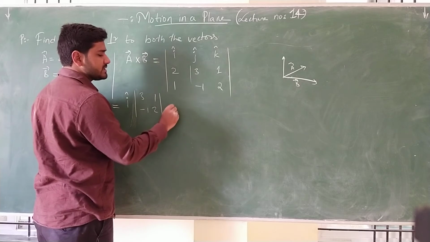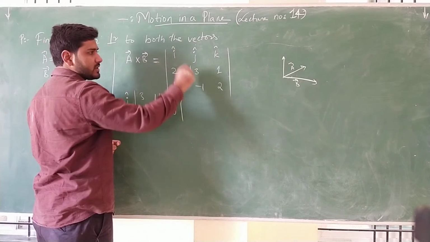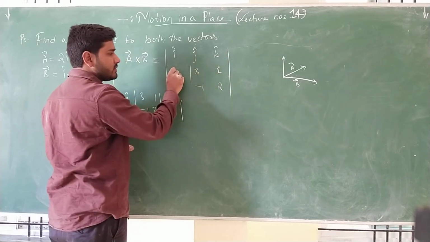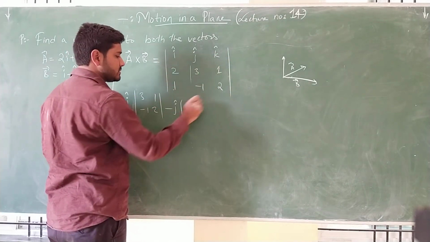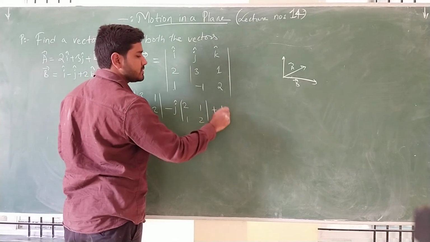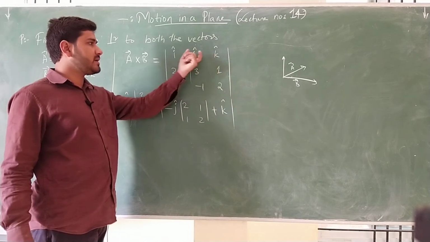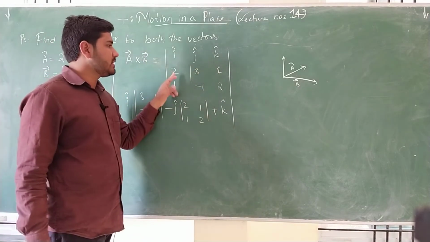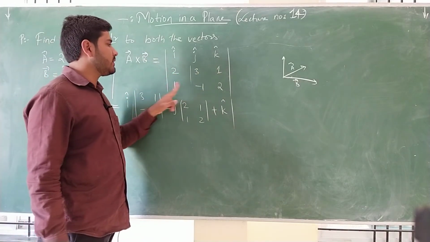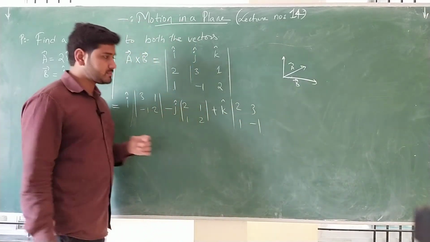Plus, minus j cap into, for j cap also leave that row and that column. What is left? 2 1, 1 2. Done. Plus k cap into, just leave this k cap column and k cap row. So what is left? 2 3, 1 minus 1. Done.